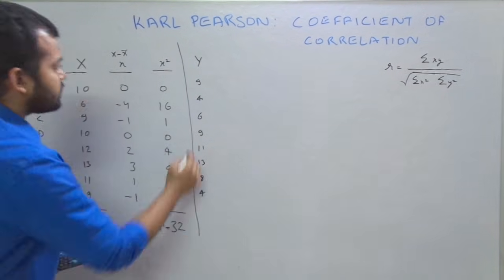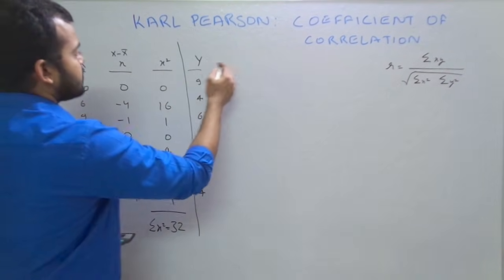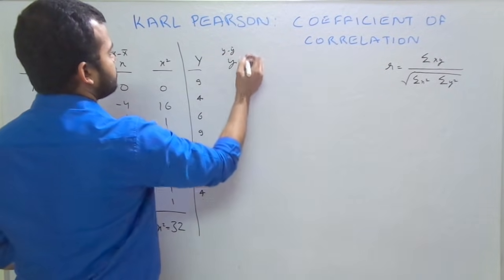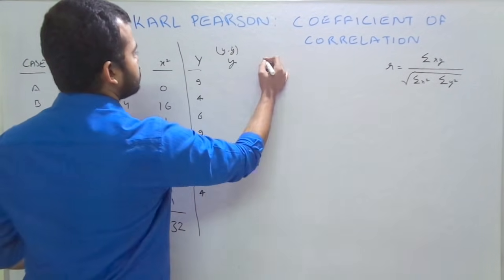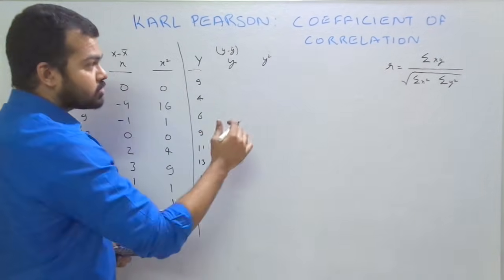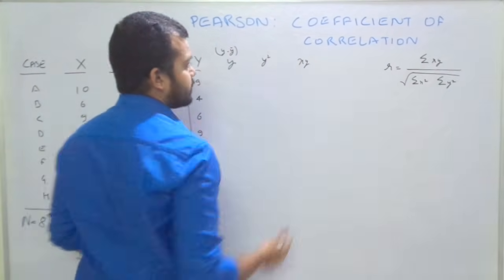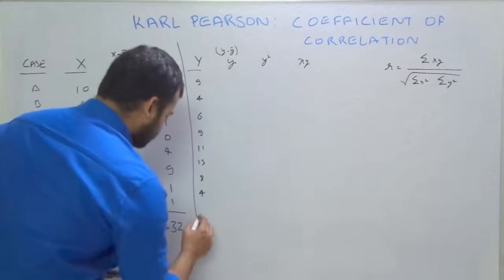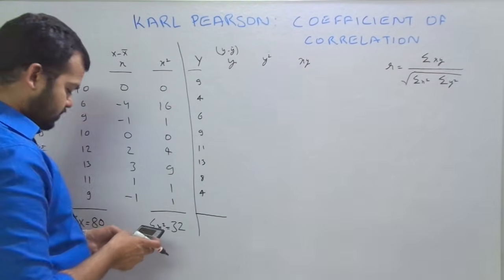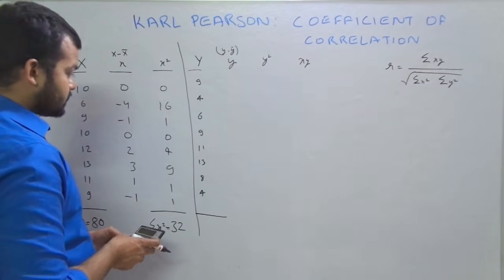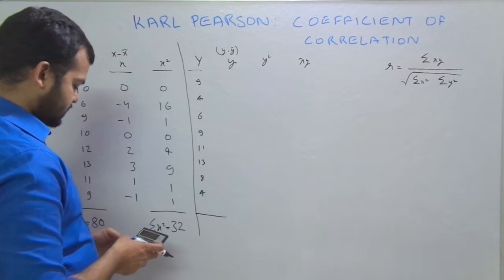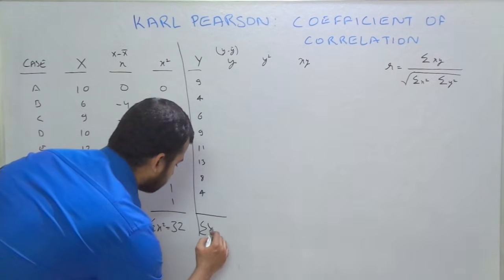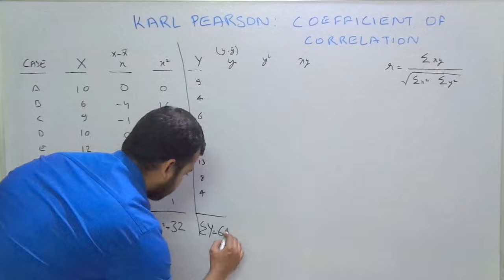Now this is the next column given in your book, the y column. In the same way we have to calculate small y, that will be y minus y bar. The next column should be y square, and the last column, that is xy, because the formula's numerator demands xy. Again the same thing: you have to obtain the total with the help of a calculator. 9 plus 4 plus 6 plus 9 plus 11 plus 13 plus 8 plus 4. So here summation capital Y is 64.